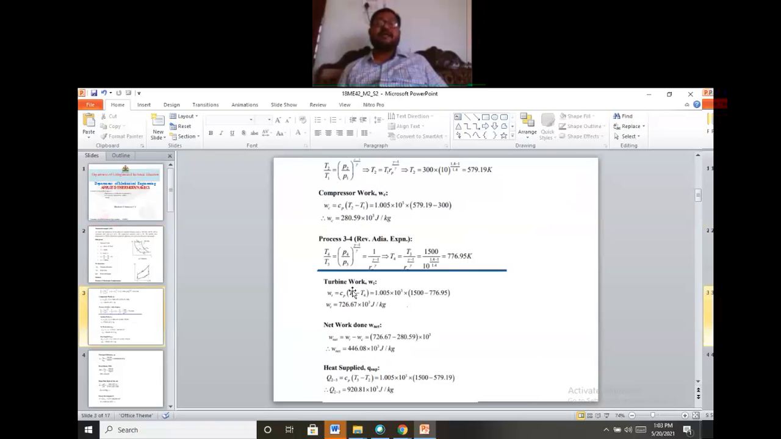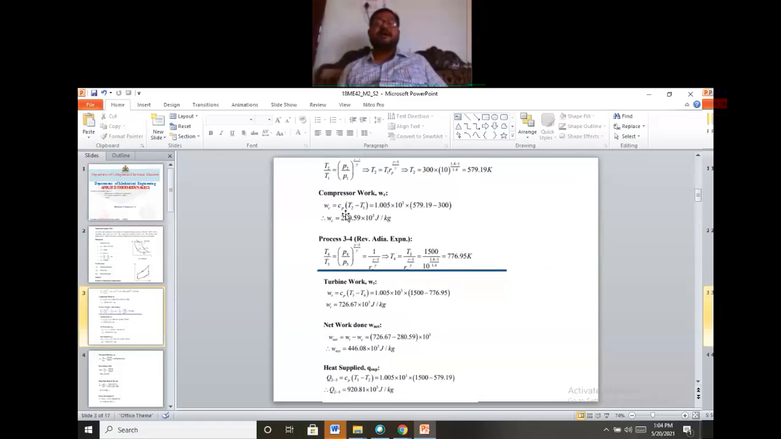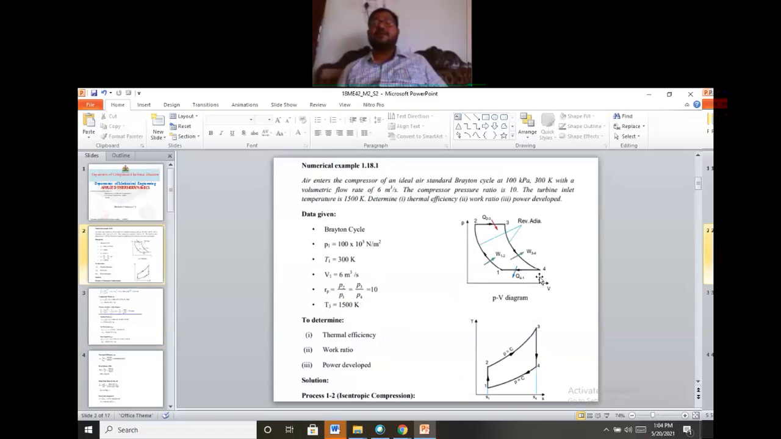For the isentropic process 1 to 2, T2 by T1 is equal to P2 by P1 raised to the power of gamma minus 1 by gamma. You will get T2. Compression work, compressor work: compression takes place between 1 to 2. So the compressor work is WC equals Cp. Why is it Cp? 1 to 2 is a constant pressure process.